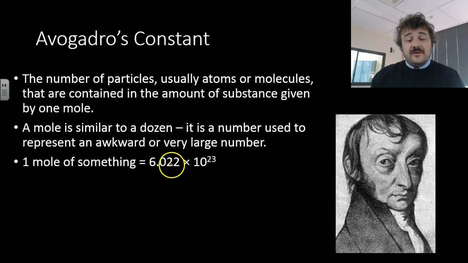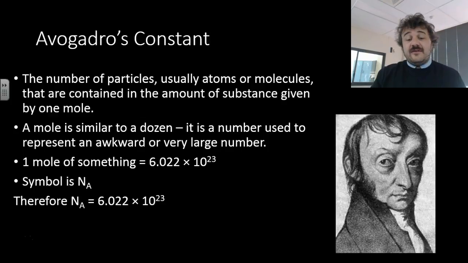So it is 6.022 with 23 zeros after it. It's a really big number. And that's a mole. Now remember, atoms are really small. So when we talk about a mole of atoms, we're talking about a lot of atoms, but it's actually going to be a small amount of substance if we were measuring it by grams. So the symbol for Avogadro's constant is Na, and therefore Na equals 6.022 times 10 to the 23rd.